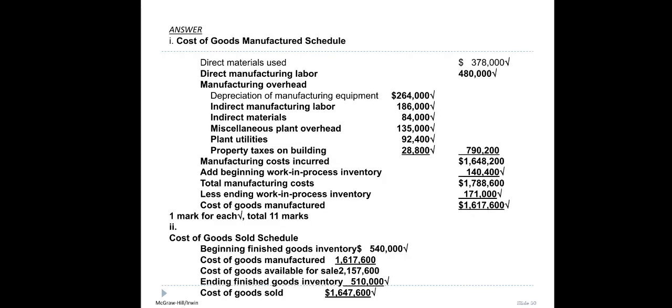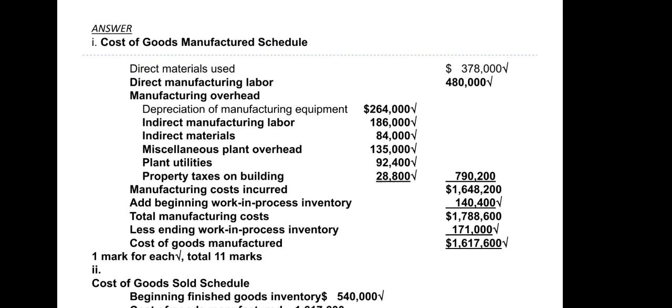Okay, this is an example. This is the format that you have to use when you want to calculate the cost of goods manufactured. When you see the term cost of goods manufactured schedule or statement, you can imagine this statement shows the cost to manufacture the products, the cost that the business has to pay to manufacture its product.